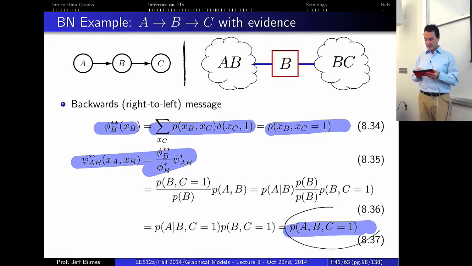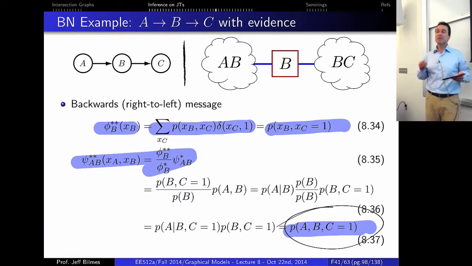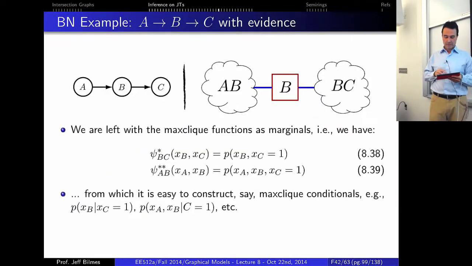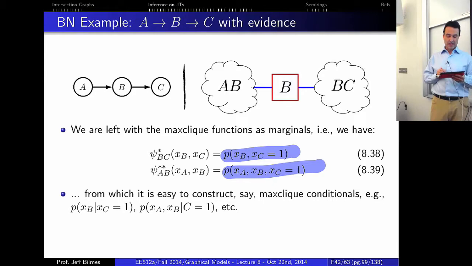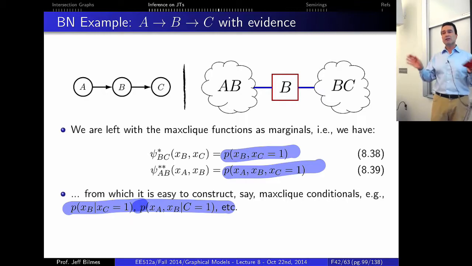So what we end up getting then is this joint distribution here, the marginal distribution over AB, with the evidence intact, but it's really only a function of x of a and x of b. So when we're all done with this message passing scheme, we've got this marginal at BC and this marginal at AB, exactly what we wanted. And from that, we can, for example, construct these conditionals, x of b given x of c is equal to 1, or x of AB given c is equal to 1, all purely based on local computations, right?